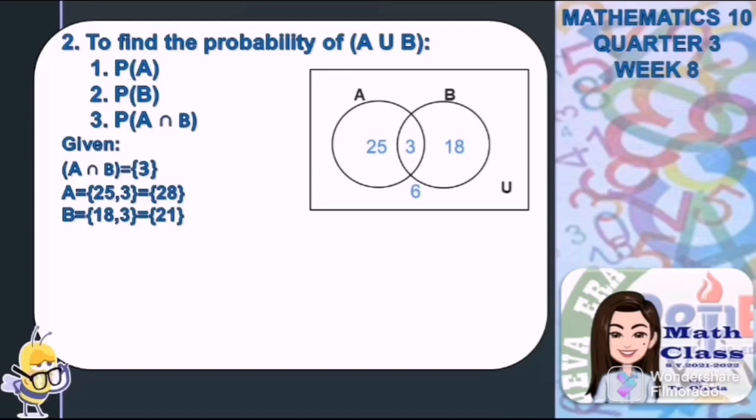Now, to get the universal set or all elements that are present in this situation, we're going to include 6, since it is part of the given set of data. So to get the population, we're going to add 28, which is from set A, 21 from set B, and 6, which is outside of the two sets. So the sum of the given elements is, very good, that is 55.